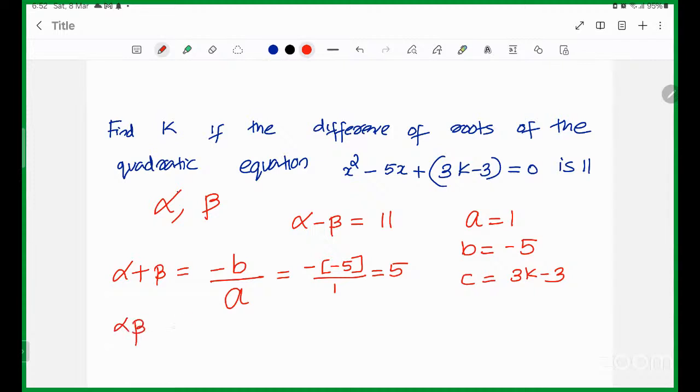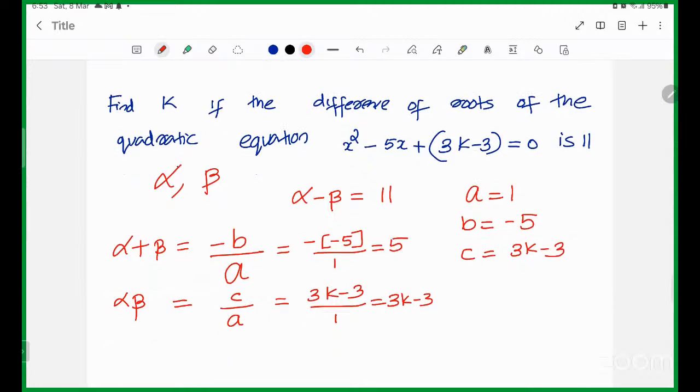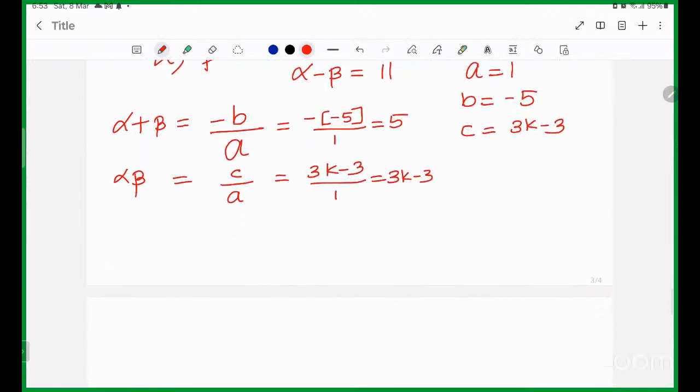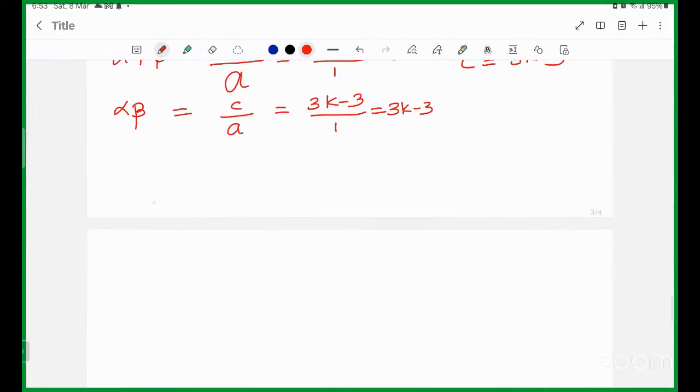अल्फा इंटू बीटा क्या आएगा? c by a, प्रोडक्ट ऑफ द रूट्स, c by a. So c क्या है? 3k minus 3 divided by a, a is 1, so it will become 3k minus 3. So अल्फा माइनस बीटा कैसे करें? अल्फा माइनस बीटा का रिलेशन क्या है? अल्फा माइनस बीटा the whole square is equal to alpha plus beta the whole square minus 4 अल्फा बीटा है.